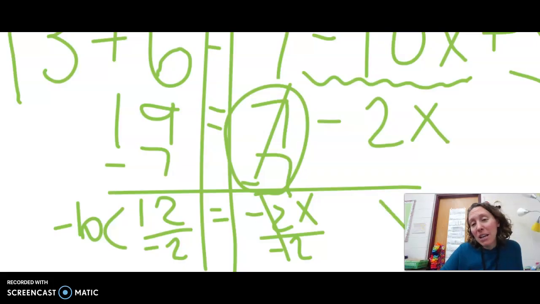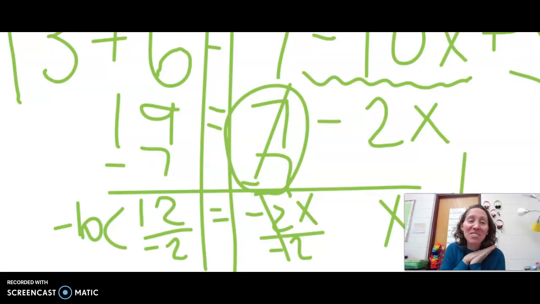Yikes, this is super sloppy. Let me try this one more time. I give up. The answer is x equals negative 6.